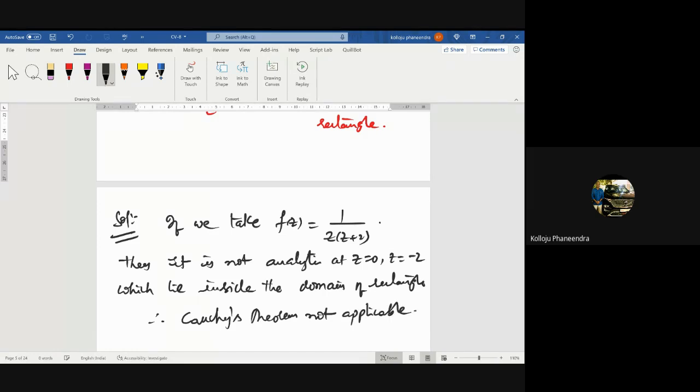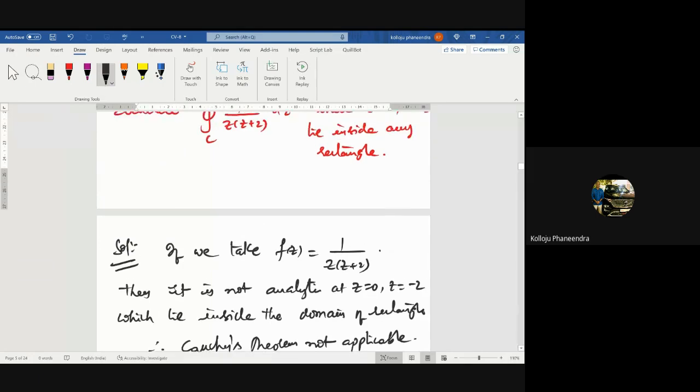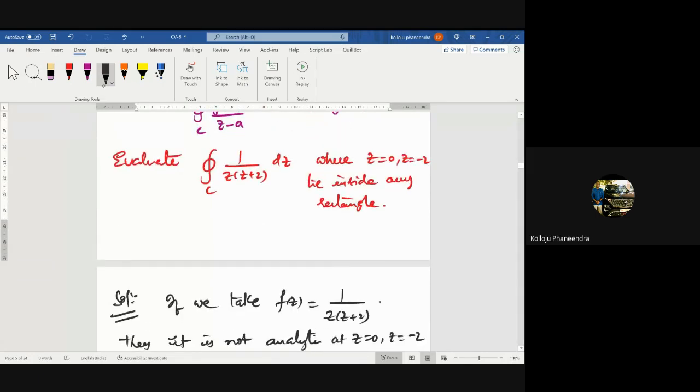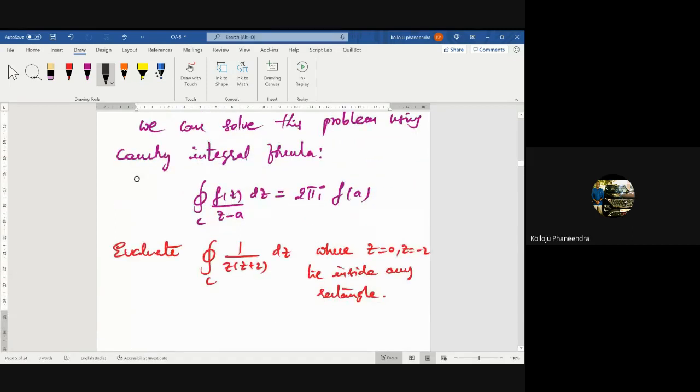So what do I have to do? Remember, whenever Cauchy's theorem is not applicable, what is the Cauchy integral formula structure? Remember all of you, the structure is a fraction. F of z is the numerator function, and the denominator must be z minus a. Remember these two points.